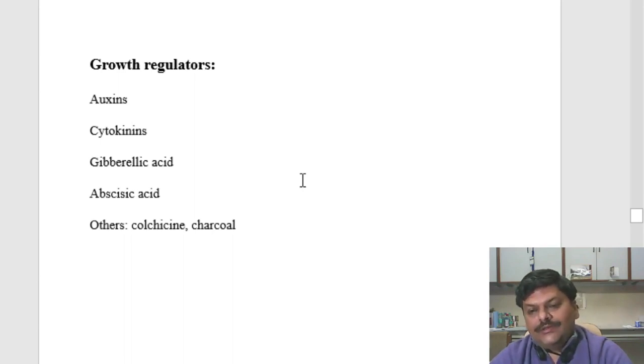So auxins are basically responsible for cell division. Cytokinins are mostly responsible for cell differentiation. Gibberellic acids are mostly required for elongation of cells, and abscisic acid is mostly required for cell dormancy. So a defined composition and combination of these growth hormones are provided in growth media depending on our purpose.